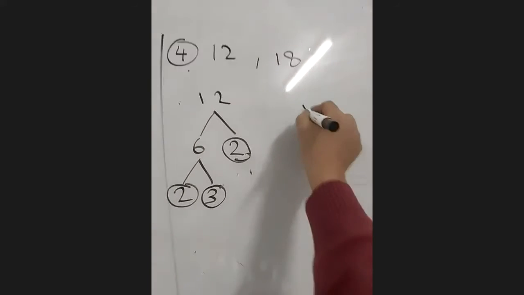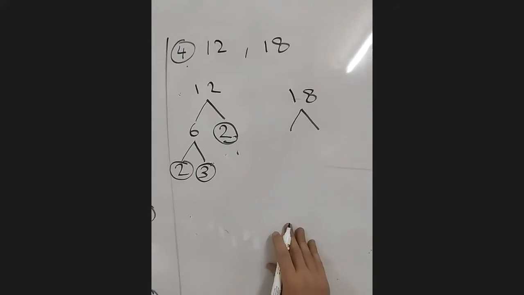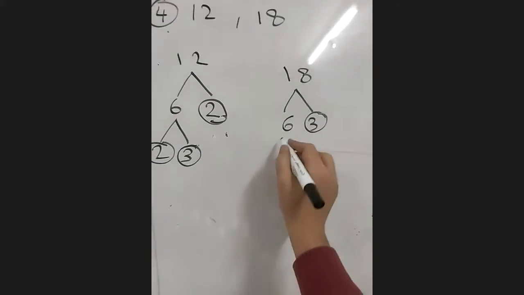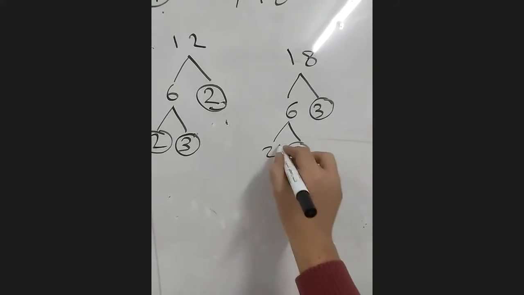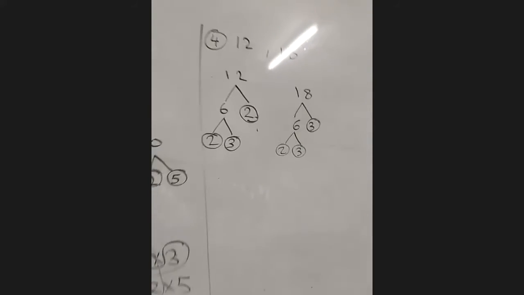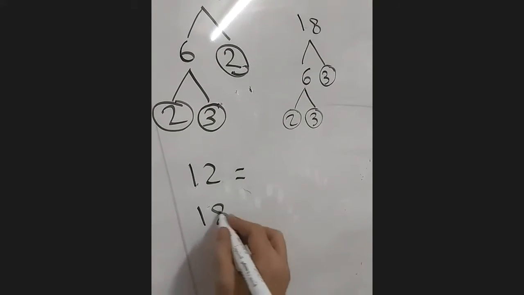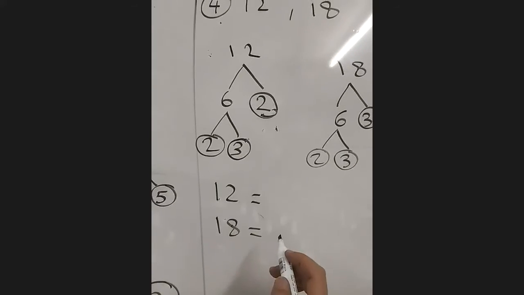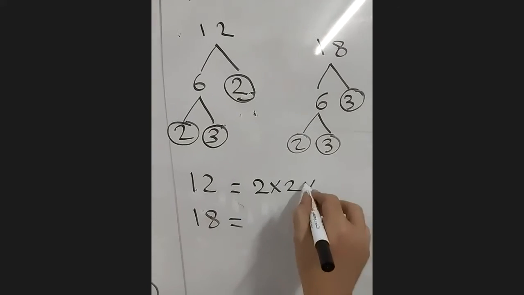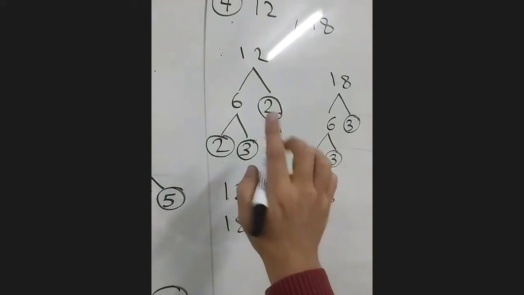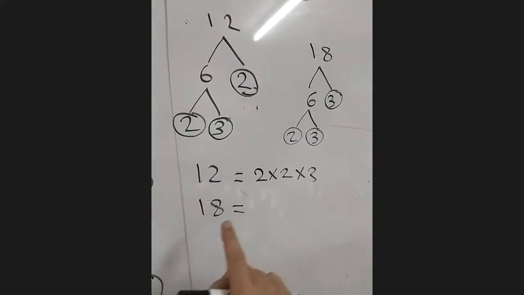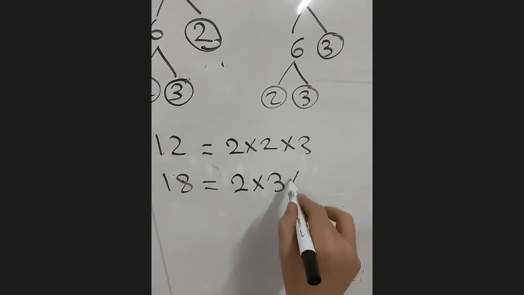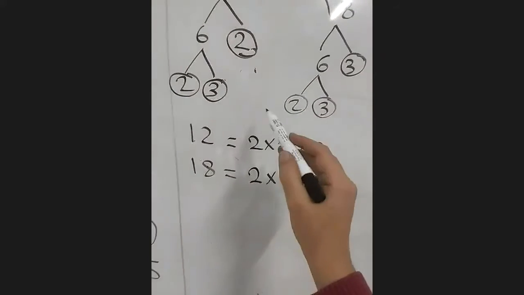Now the 18. 6 by 3. The 3, circle it. The 6, 3 by 2. Good boy. Now let's write the numbers down. 12 equals and 18 equals. The 12 equals what? 2 multiply 2 multiply 3. The multiple of the circled numbers only, guys, do not put 6 with them, okay? The 18 is 2 by 3 by? 3. Good.